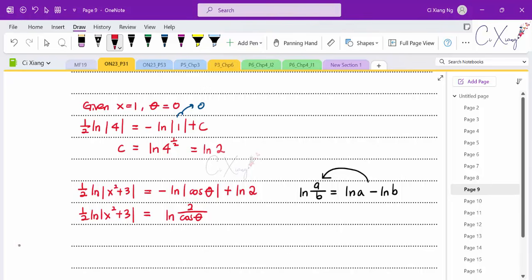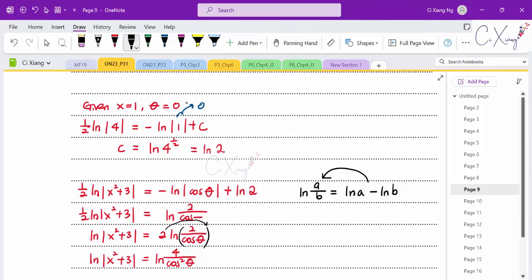Then I don't like the half here. So I will multiply the whole equation by 2. When I multiply the whole equation by 2, the left hand side I'm having ln x squared plus 3, and the right hand side I'm having 2 ln 2 over cos theta. The 2 here, you can bring back to become the power, but the power is for the whole thing inside the ln. The whole expression in the ln must have a power 2. So again, I'm having ln x squared plus 3 equals ln 2 squared, you get 4, then after that you're having cos squared theta.